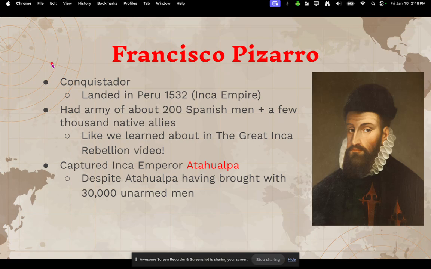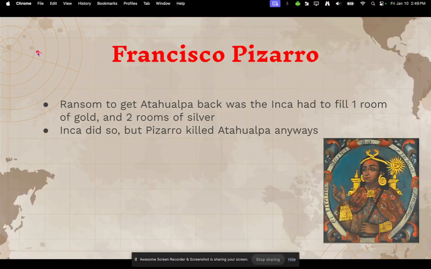So Francisco Pizarro, we talked about him a little bit last unit. He's also a conquistador. He landed in Peru in 1532, which was the Inca Empire. He had an army of about 200 Spanish men and a few thousand native allies, just like we learned back in the Great Inca Rebellion video. And he captured the Inca Emperor Atahualpa, despite Atahualpa having 30,000 unarmed men to protect him. The Spanish still defeated all those men.